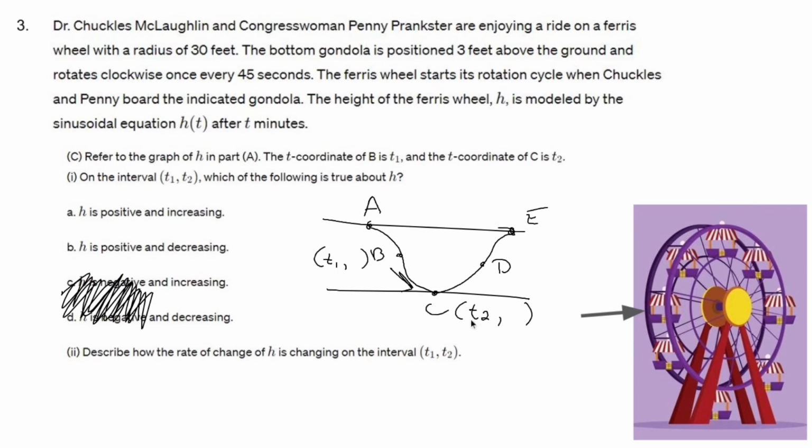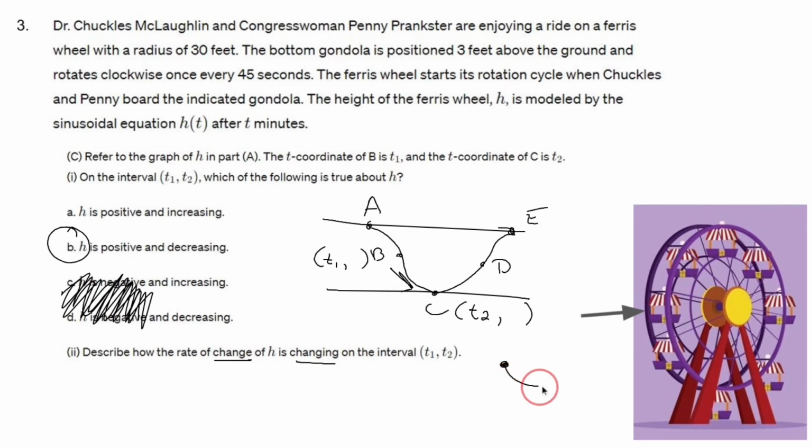That's not what I want. The t value might be increasing, but the height, my dear friends, is decreasing, giving us the answer B. Okay, now what part 2 is asking is to describe how the rate of change of h is changing on the interval. Whenever you see the rate of change changing, that's concavity talk. Now, this is the same thing.